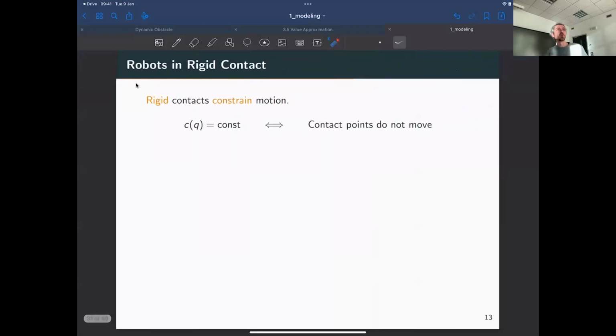So one way we could use to model that constraint is simply by using the C function, which I just introduced in the previous slide, which is the function that gives me the position of the contact points as a function of the joint angles Q. And I could say, well, my contact points cannot move anymore once I'm in contact. And so I can say C of Q equal to some constant value.